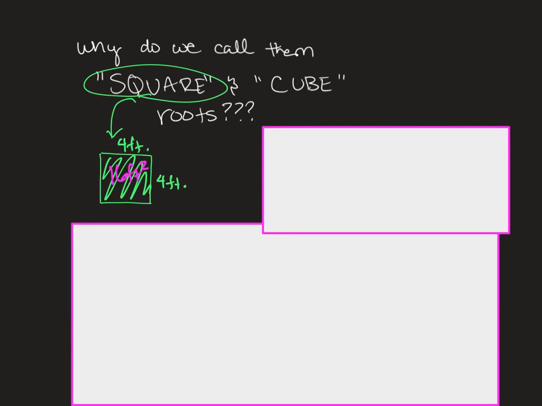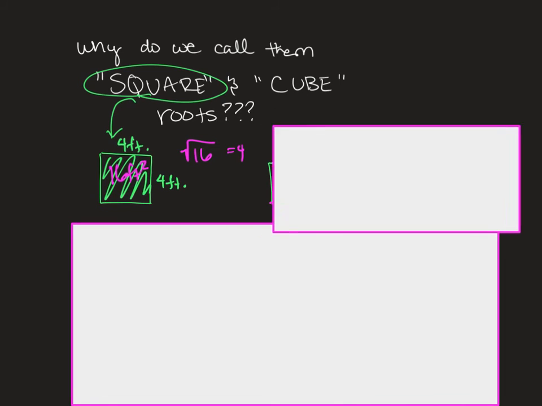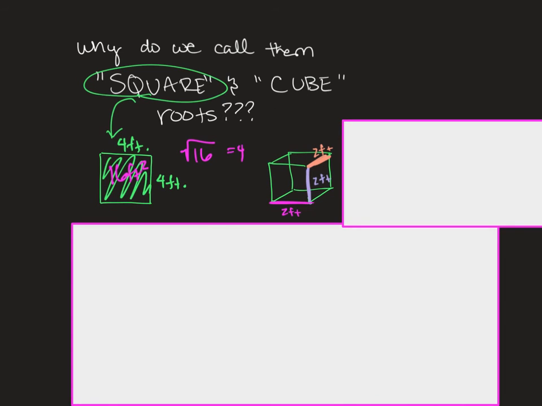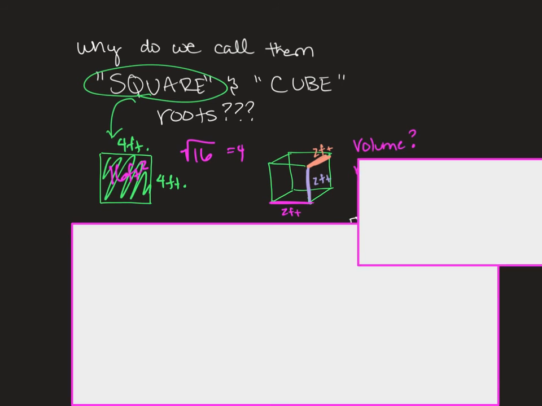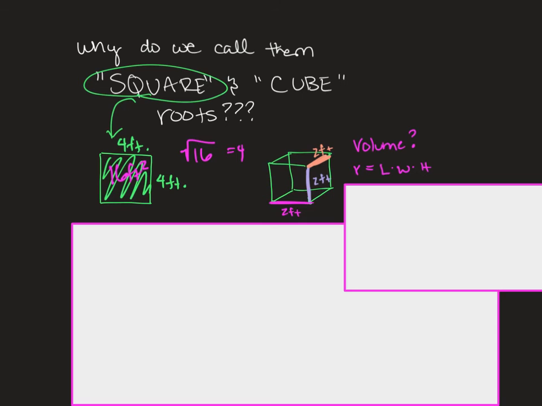Okay, so if I asked for the square root of 16, that's kind of like me saying if I had a square that was 16 area, what would the side length be? It would be 4. So that's why we call it a square root. The same thing happens with this idea of a cube root. So if I have a cube, like this, a three-dimensional, well, the volume of a cube is length times width times height, so like pink times purple times orange, so 2 times 2 times 2.